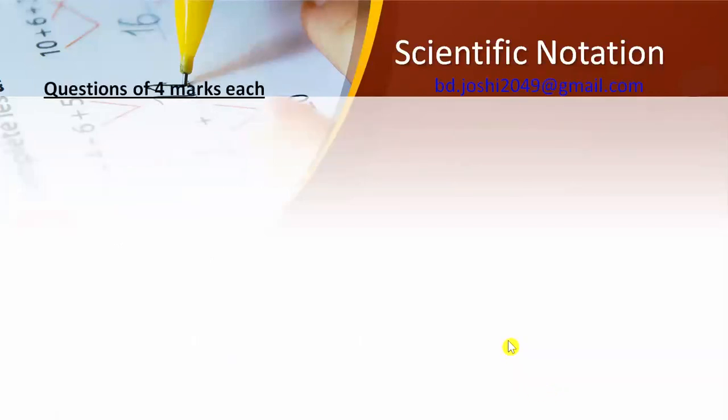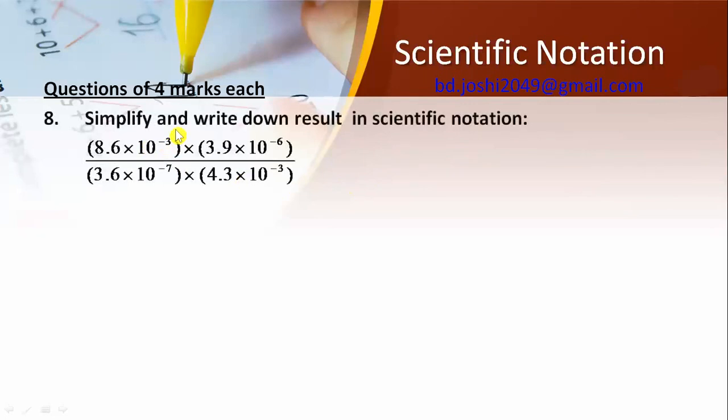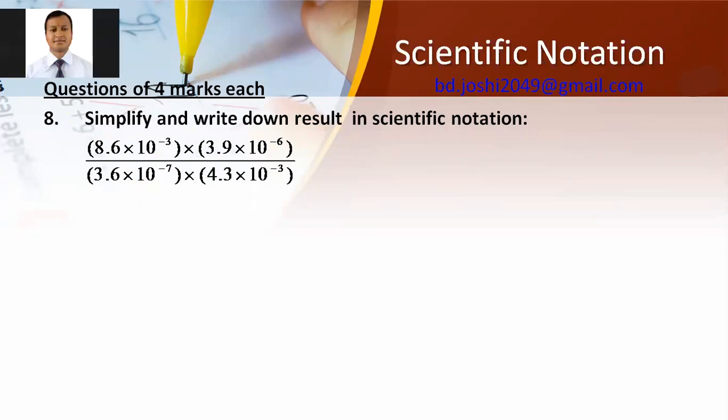Okay, now look at questions related to 4 marks. Simplify and write down the result in scientific notation. 8.6 into 10 to the power minus 3 into 3.9 into 10 to the power minus 6 divided by 3.6 into 10 to the power minus 7 into 4.3 into 10 to the power minus 3, it is given.